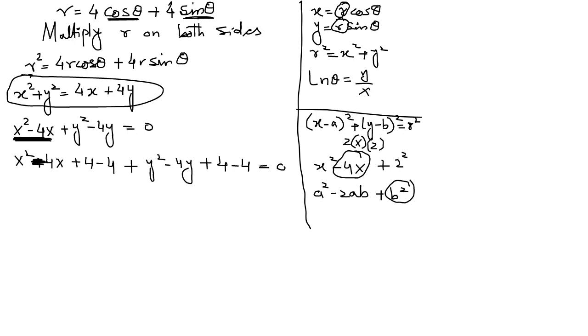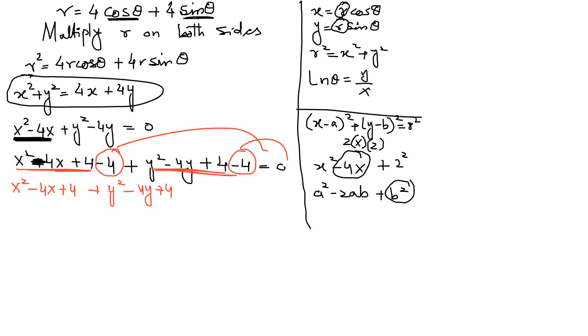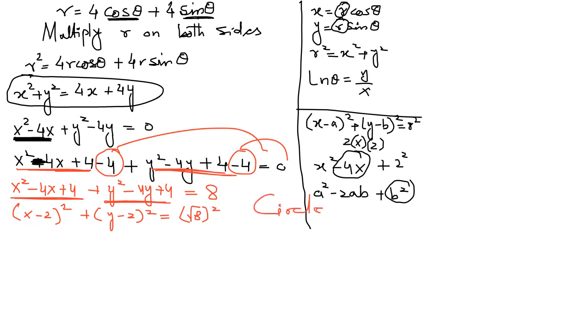We only need these three terms and these three terms, and the rest goes to the right hand side. So x square minus 4x plus 4 plus y square minus 4y plus 4 is equal to minus 4 minus 4, which is minus 8, and on the other side that gives you 8. So this is x minus 2 whole square plus y minus 2 whole square, which is equal to 8. You can write square root of 8 whole square. So this is the circle with center point (2, 2), and the radius is square root of 8.